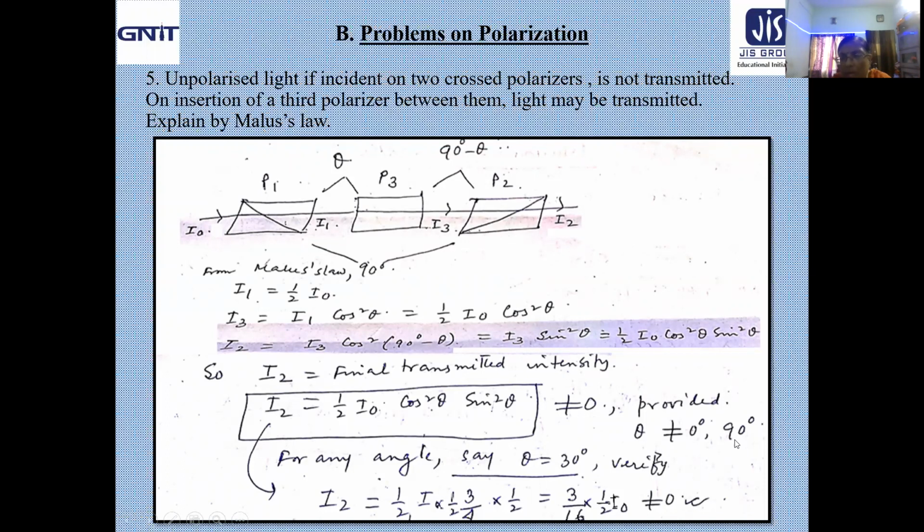If you keep theta equal to 90, then P1 and P3 will be crossed and P3 and P2 will be parallel. That means again the cross system is maintained, so out of P2 you will get 0. That means P3 you are inserting in between P1 and P2 to actually nullify the effect of cross polarizers. That's why you are getting something at the output. Very, very important problem. I hope you understand it very clearly.